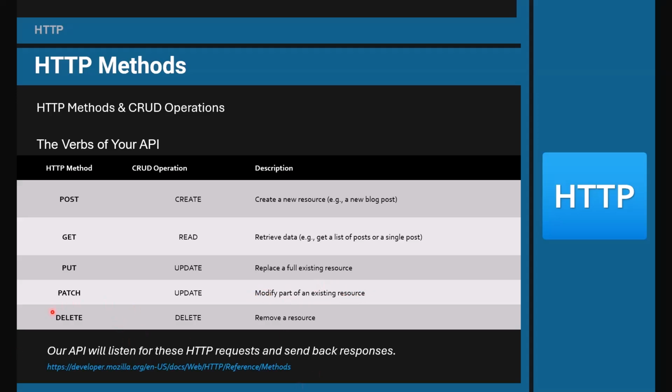We also have the delete method. So the delete method equivalent to CRUD is delete as well. It is used to remove a resource. So when you are making a request to remove content, for example, when you want to delete your username, when you want to delete your account, or to delete something from the server, you're actually making a delete method, and the CRUD equivalent is also delete.